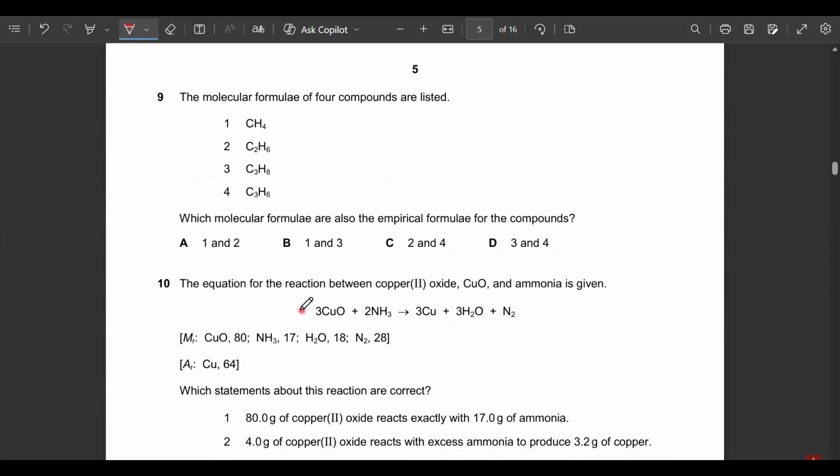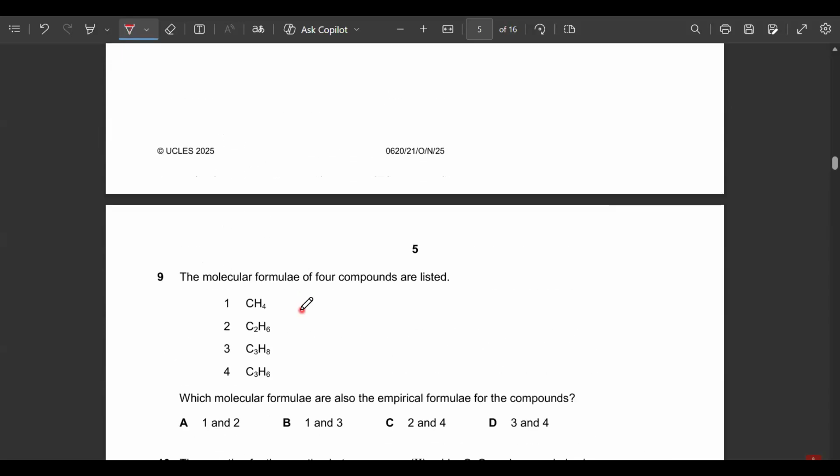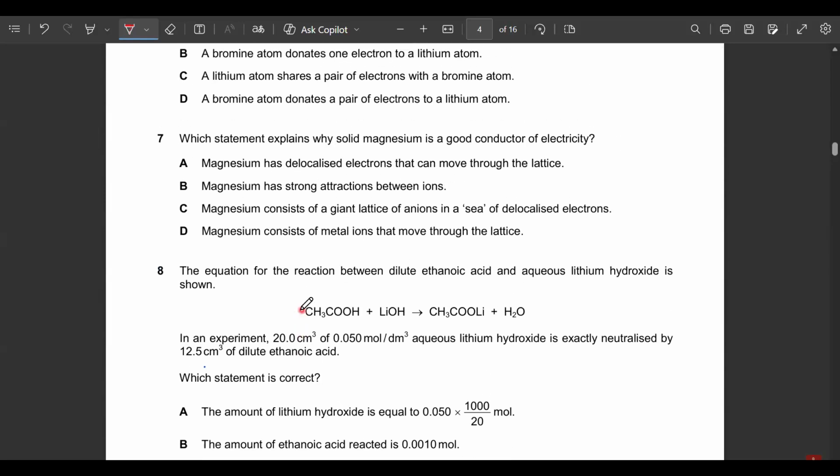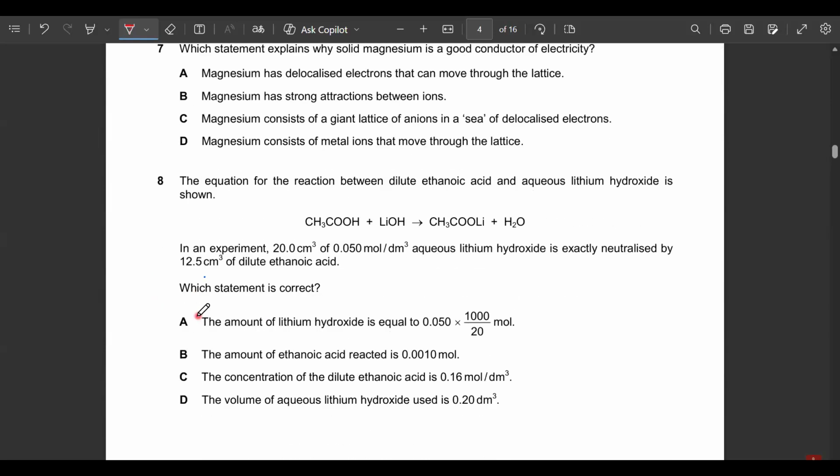So we will switch to those questions first, starting from question number 8. That will be our first question. This question is based on stoichiometry. The equation for the reaction between dilute ethanoic acid and aqueous lithium hydroxide is shown. We have this chemical reaction here.